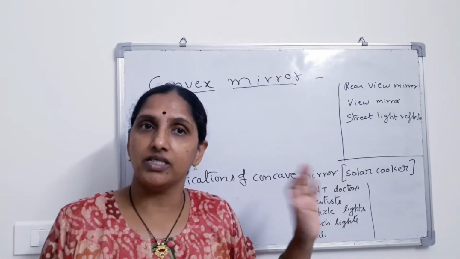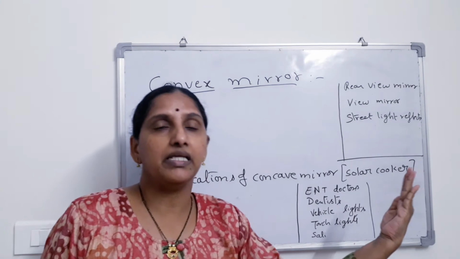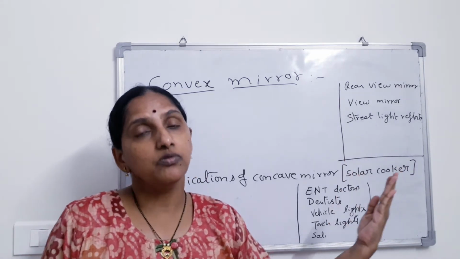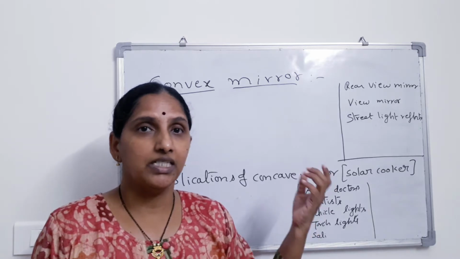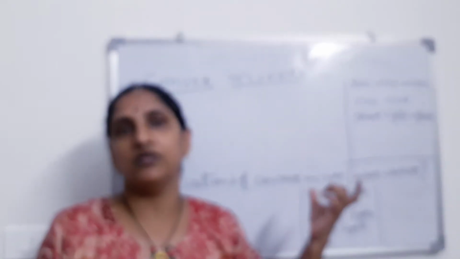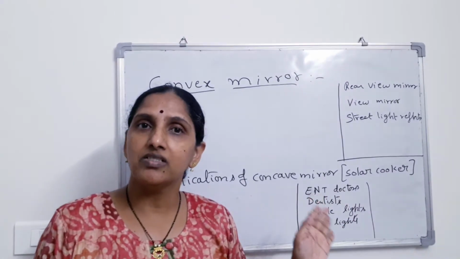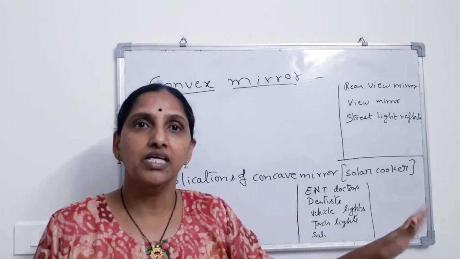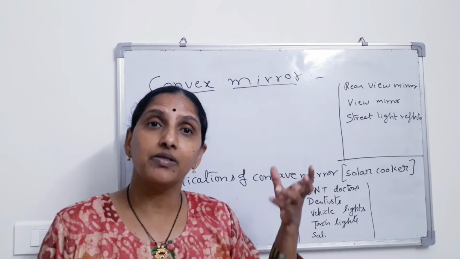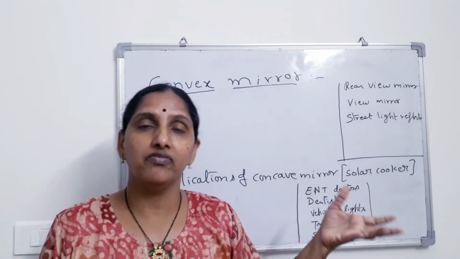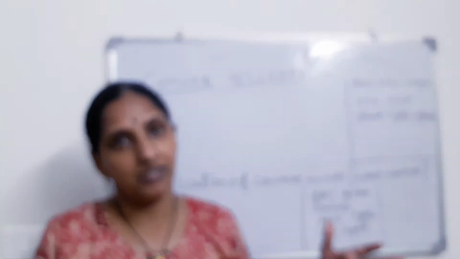Then as you move the object even closer to the concave mirror, that is, between F and C, the image is formed beyond C, which is a magnified image. That means the size has increased much more: magnified, real and inverted image.